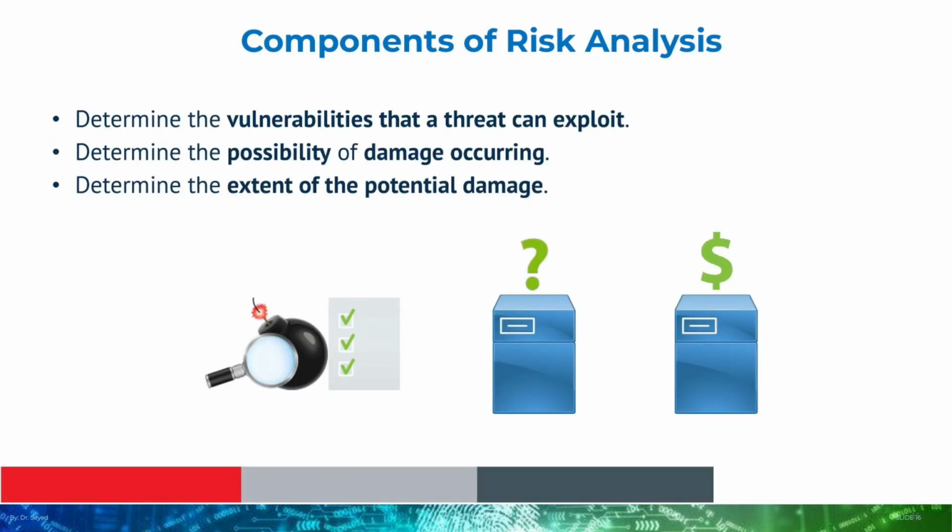Before we manage a risk, we have to analyze it. This involves 3 key determinations. First, what vulnerabilities can a threat exploit? Second, what is the possibility of damage occurring? And third, what is the extent of the potential damage? These 3 components give us the full picture we need to prioritize our resources.